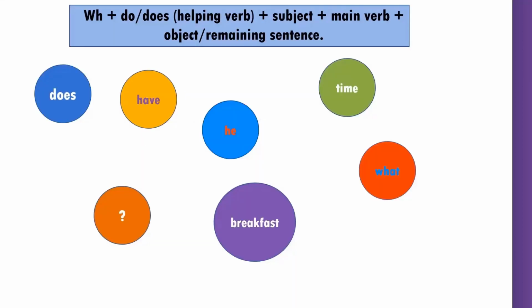Okay, so just to sort of finish off now, we're going to do these anagrams. So thinking about WH questions. So I want you to think about the structure where the sentence would start with WH, then you would have the helping verb, the subject, the main verb, and then the remaining sentence, okay? So pause the video and rearrange these words to make it into the correct order.